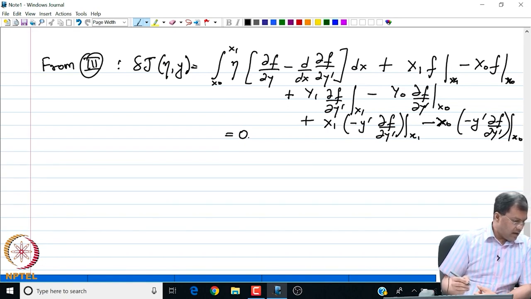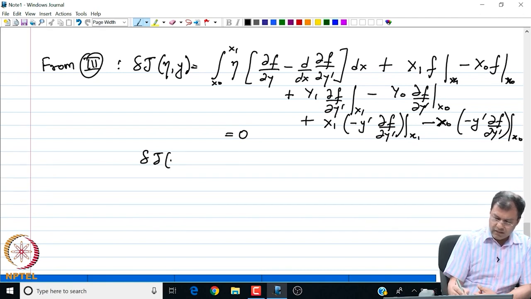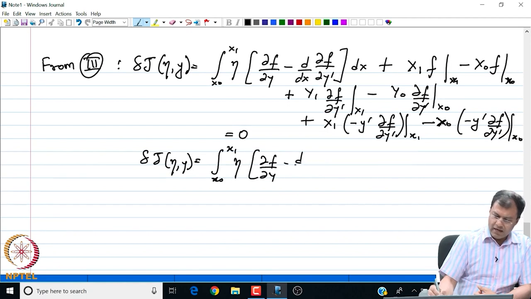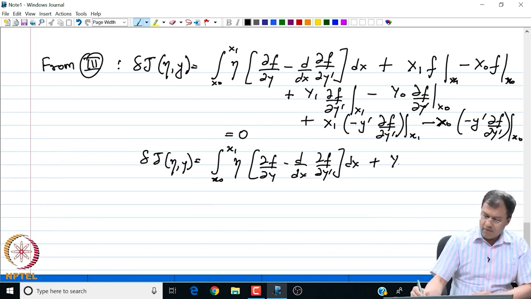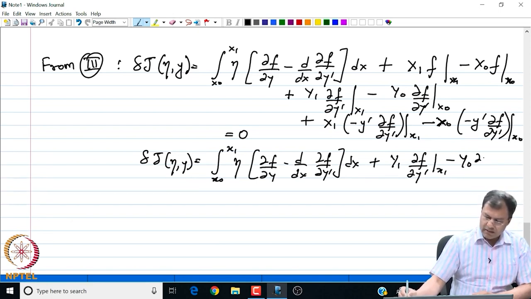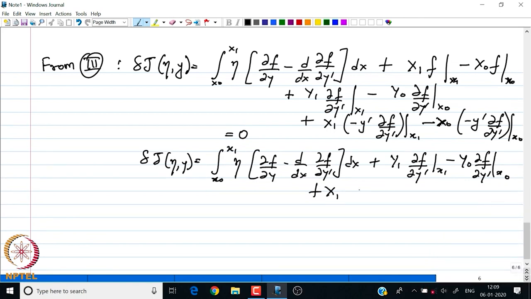So, the special case, let me just combine everything. My variation of the functional is the integral from x naught to x 1 of eta times (partial f partial y minus d dx of partial f partial y prime) dx, plus y 1 times partial f partial y prime at x 1 minus y naught times partial f partial y prime at x naught, plus now I am going to couple some of the terms: x 1 times (f minus y prime partial f partial y prime) at x 1, minus x naught times (f minus y prime partial f partial y prime) at x naught, right.